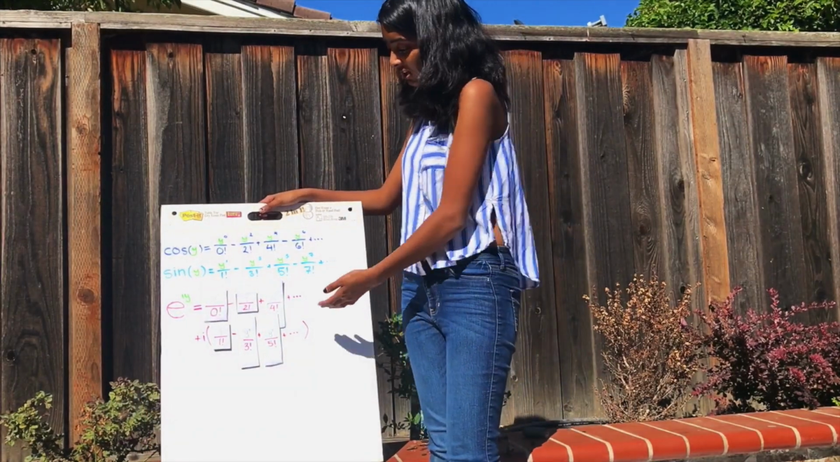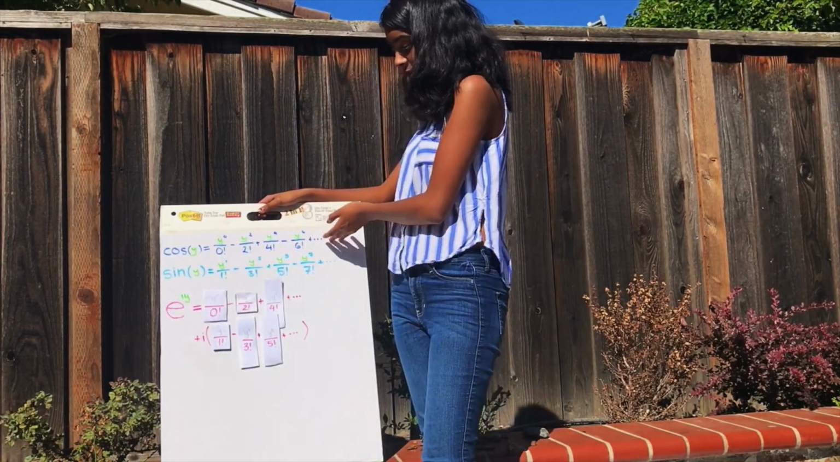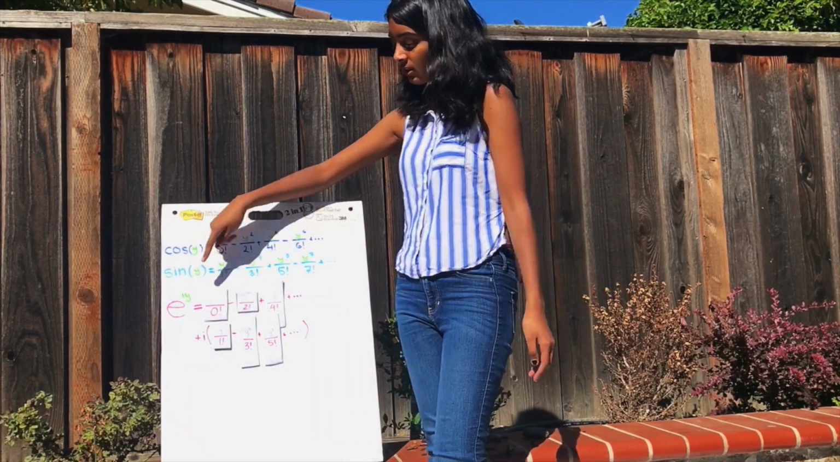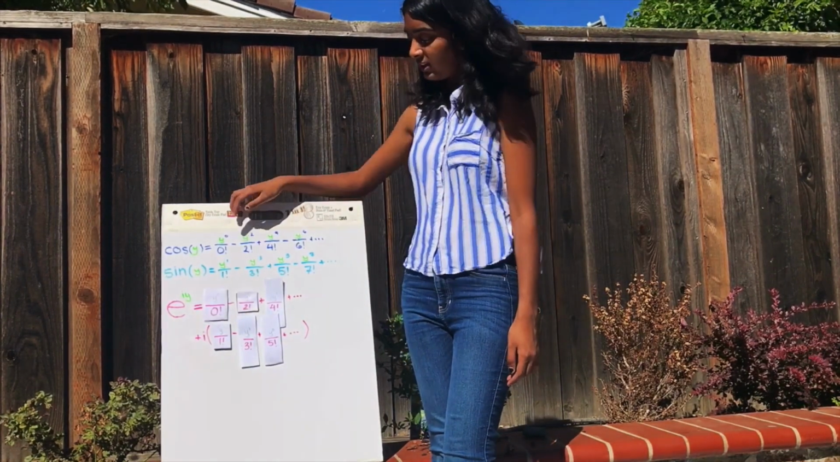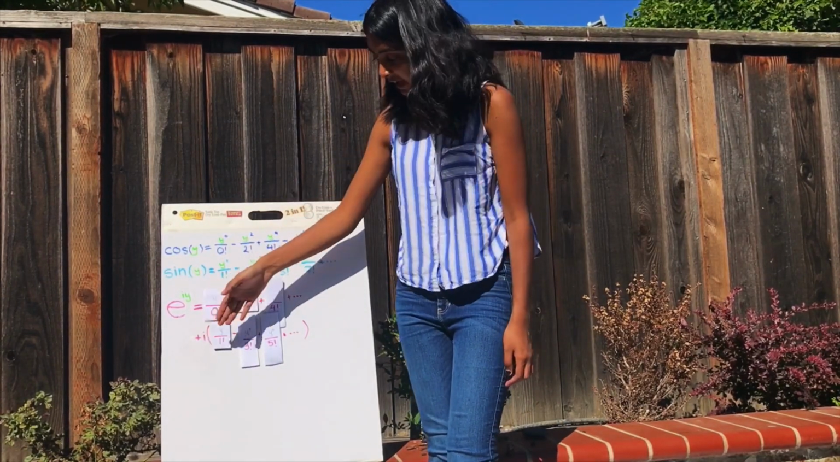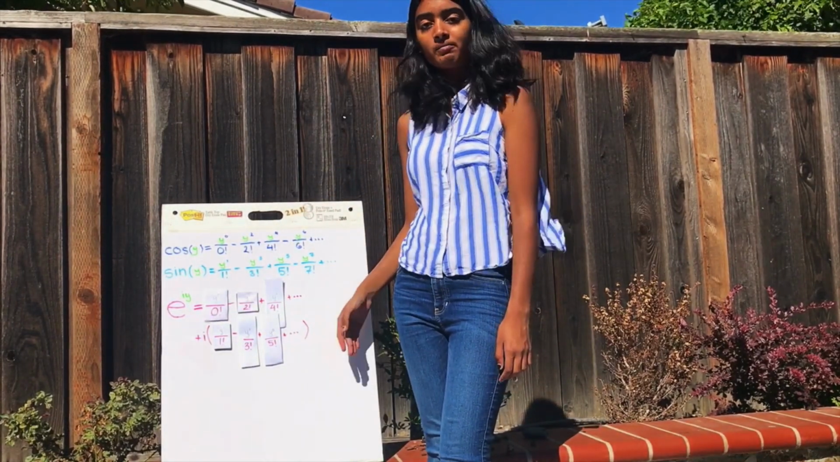And as you can see here, this is just the Taylor series for cosine. And this is the Taylor series for sine. So e to the iy power is just the cosine of y plus i times the sine of y.